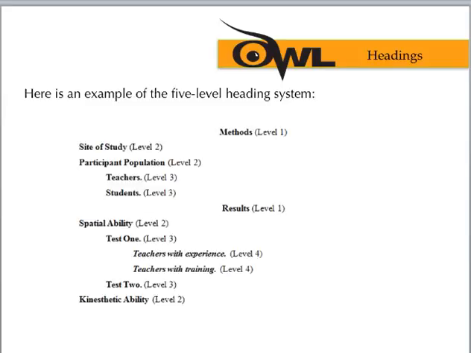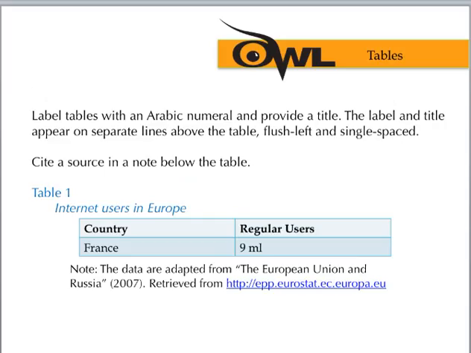So here's an example. You can see here methods level 1, site of study, participant population, teachers, students, and how they're each indented, how they're bolded. So you can see kind of how it appears, the title versus the first heading, second heading, third heading, and as you move into further headings, level 4 is italicized. So different ways to kind of differentiate the information that is being presented.